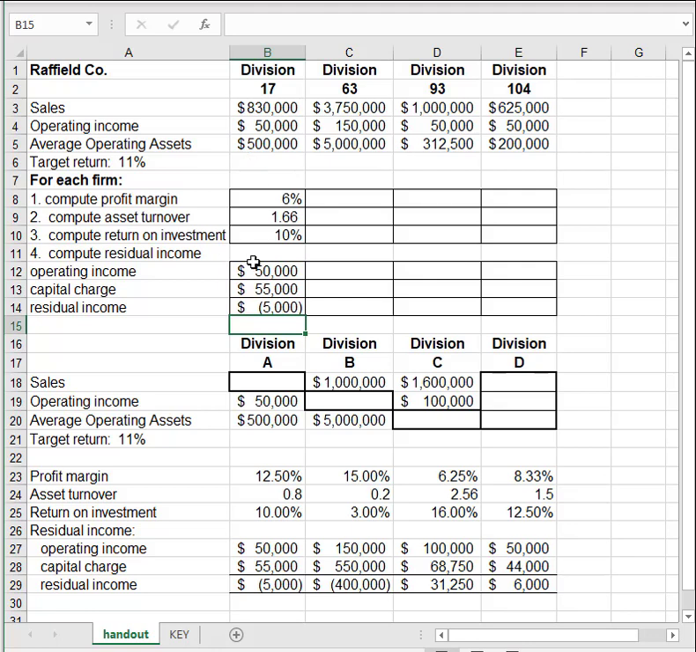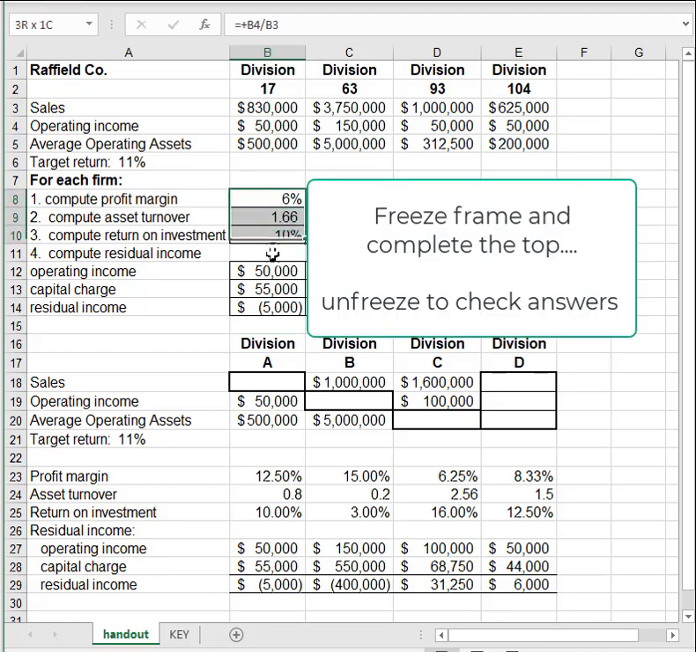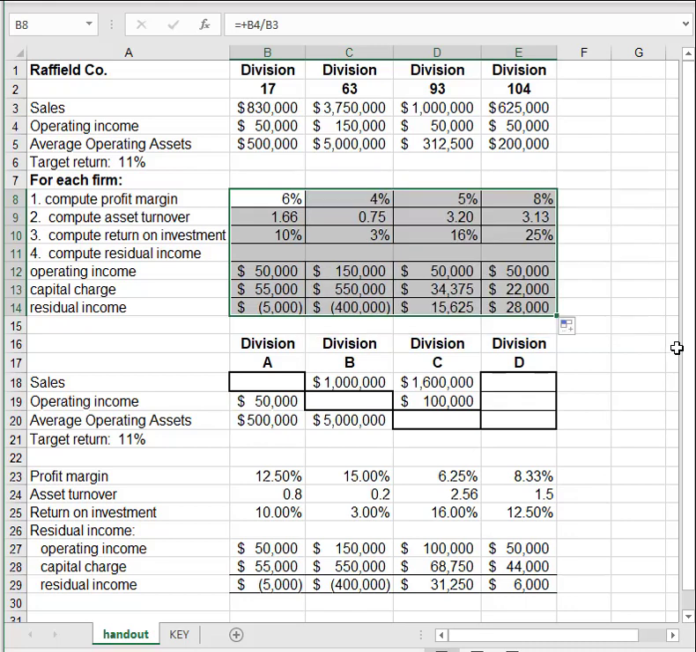So in this case, residual income is negative. That doesn't mean that the company's unprofitable. They were profitable. They made $50,000 in operating income. They just didn't generate enough profit to cover that 11% hurdle. So their return was less than 11%. It would be zero right at 11%, and it would be positive above 11%. And we can copy these over, and the calculations will populate for all of those divisions.